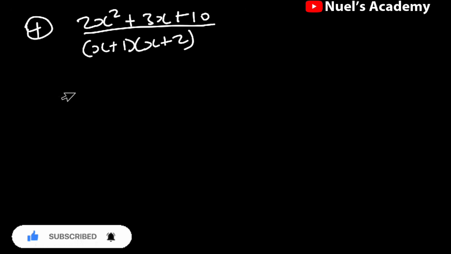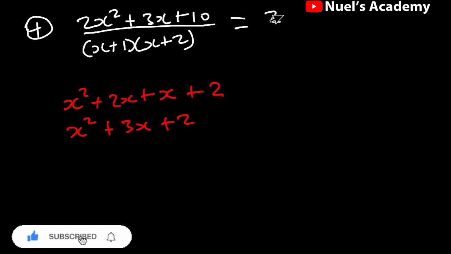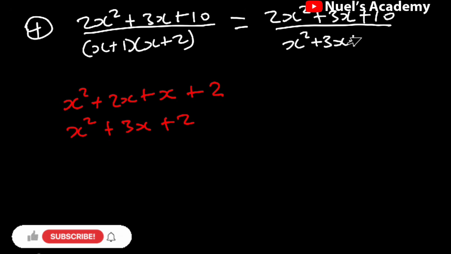x times x is x squared, plus x times 2 is 2x, plus 1 times x is x, plus 1 times 2 is 2. So I have x squared plus 2x plus x, which is 3x, plus 2. So this is equal to 2x squared plus 3x plus 10 divided by x squared plus 3x plus 2.